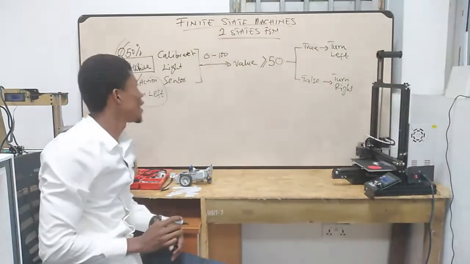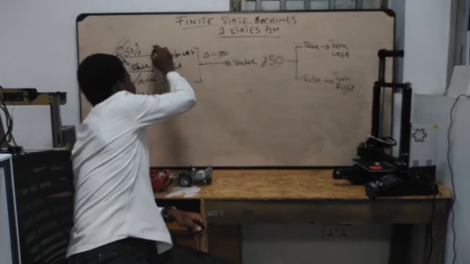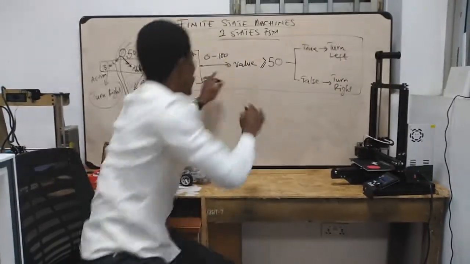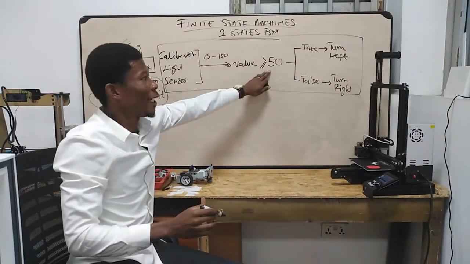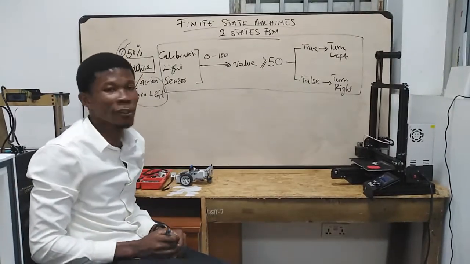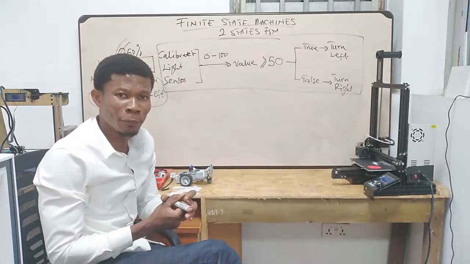That is our finite state machine. So we have light sensor values, calibrated light sensor values being compared to the midpoint value, and the result being a true or false, which leads us into turning right or turning left. That was simple. We'll implement that in programming.